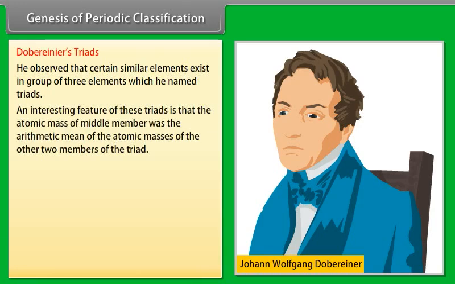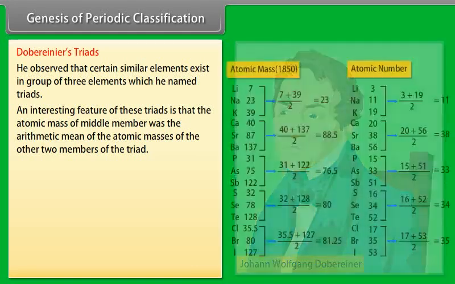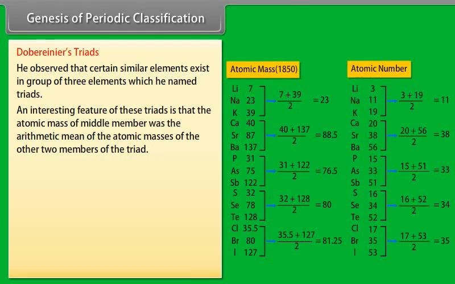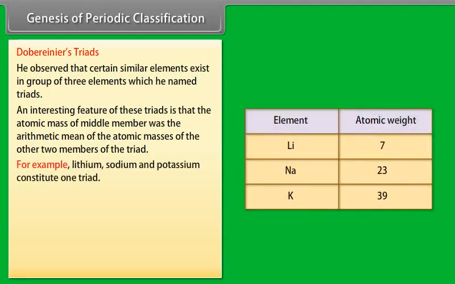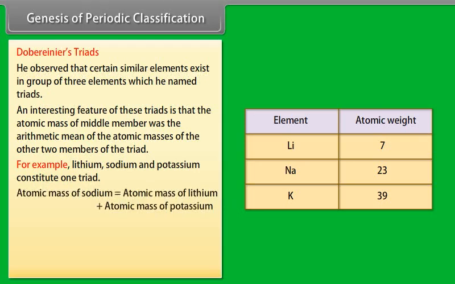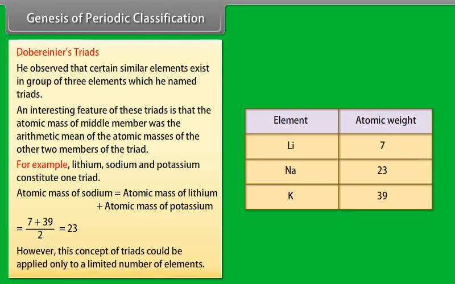An interesting feature of these triads is that the atomic mass of middle member was the arithmetic mean of the atomic masses of the other 2 members of the triad. For example, lithium, sodium and potassium constitute one triad. Atomic mass of sodium is equal to atomic mass of lithium plus atomic mass of potassium divided by 2, which is equal to (7 + 39)/2 = 23. However, this concept of triads could be applied only to a limited number of elements.